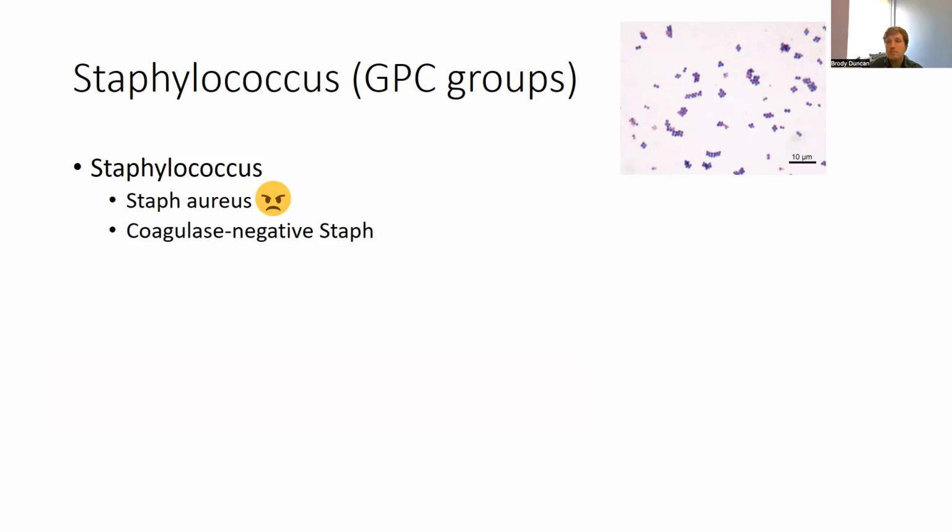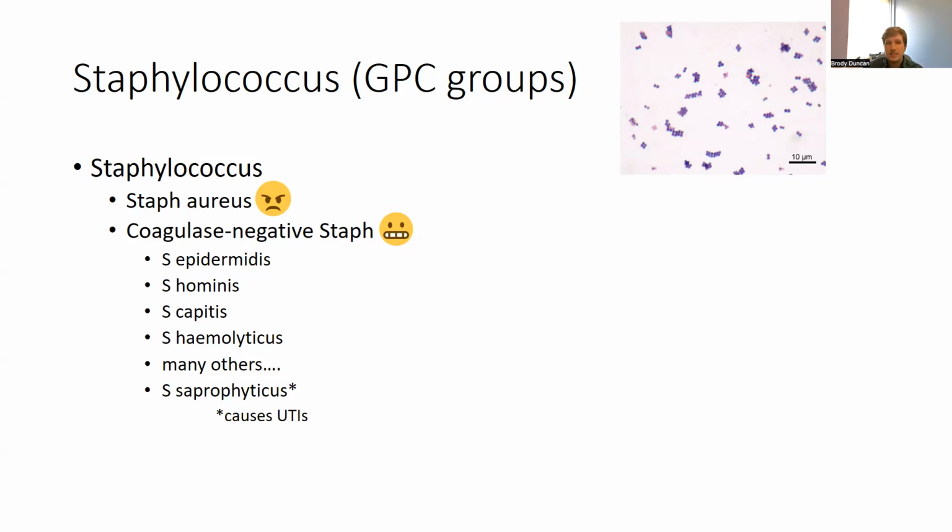I'm going to contrast that with coagulase negative staph. I'll talk about what coagulase means in a minute, but this is essentially a group of staph that are much less virulent, much less aggressive than Staph aureus. So they're part of the normal flora. It's totally fine and normal to have them on your skin, in your mouth. It's just when they get where they're not supposed to that you run into trouble.